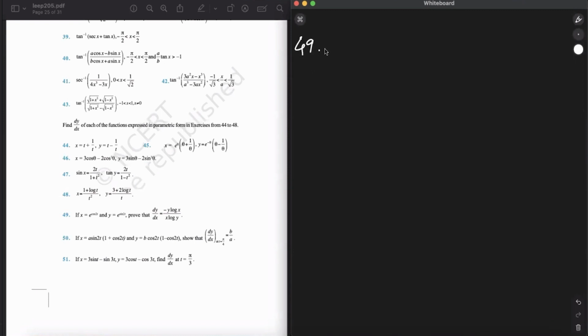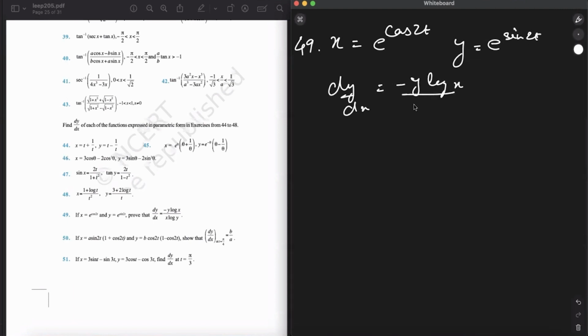Question number 49. It has been given to us that if x is equal to e to the power cos 2t and y is equal to e to the power sin 2t, then we have to prove that dy by dx is equal to minus y log x upon x log y. ठीक है, तो सबसे पहले तो log के फॉर्म में इसको ले आते हैं. So cos 2t is equal to log x and sin 2t is equal to log y. ठीक है.